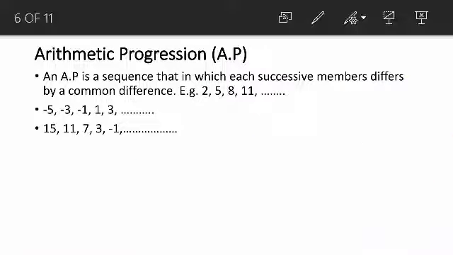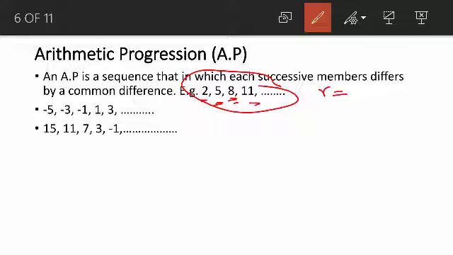Now we see the next thing here, which is arithmetic progression. An arithmetic progression, with the short form AP, is a sequence in which each successive member differs by a common difference. So if you see the members of an AP, there is a common difference. Just like you see here, 5 minus 2 is 3, 8 minus 5 is 3, 11 minus 8 is also 3, okay? So the common difference here is 3.